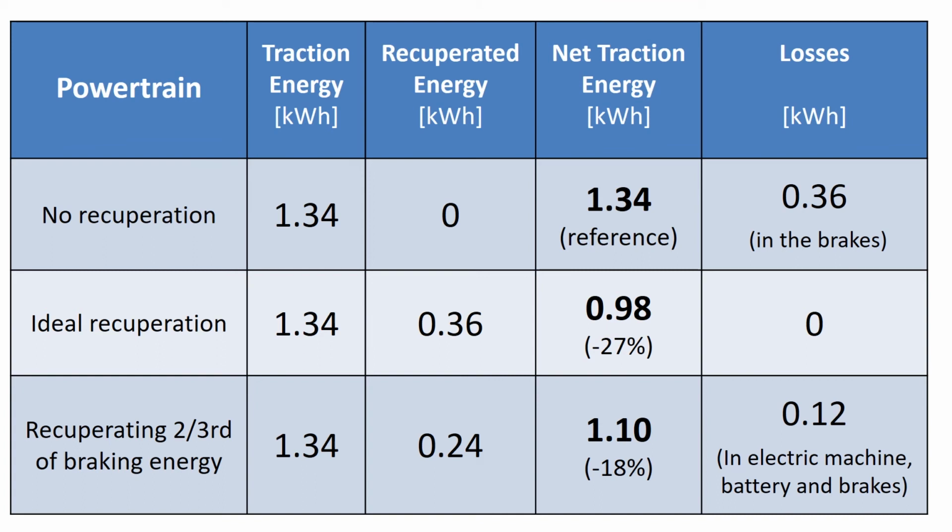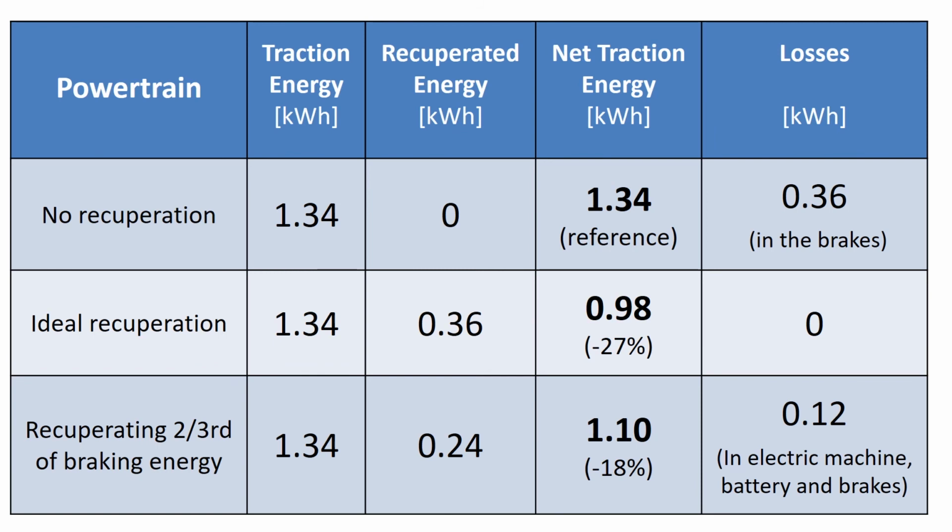For such a system, the energy in traction mode of course still remains 1.34 kilowatt-hours, but this time only 2/3 of the 0.36 kilowatt-hours is recuperated, equal to 0.24. That leads to a net energy for propelling the vehicle of 1.1 kilowatt-hours, which is an 18% reduction compared to a powertrain with no recuperation. The remaining 0.12 kilowatt-hours are losses. Note that the relative size of the energy in braking mode compared to the energy in traction mode tells us how valuable a powertrain with recuperation is in the investigated driving cycle.